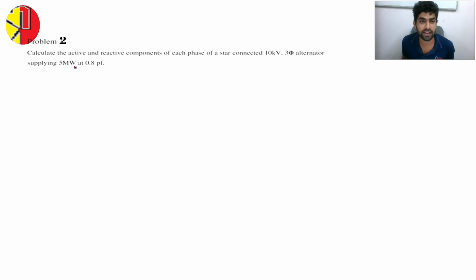Next problem: calculate the active and reactive components of each phase of a star connected 10 kV 3-phase alternator supplying 5 megawatts at 0.8 power factor. Definitely it's an alternator, a generator. So there is a star connected load.